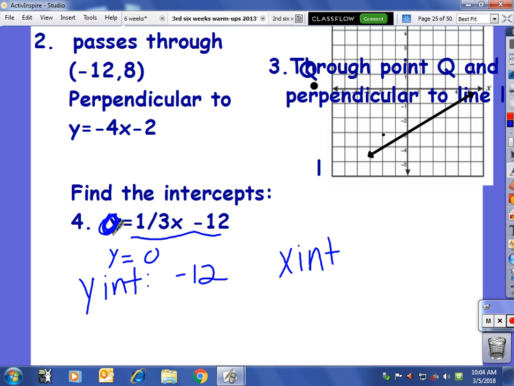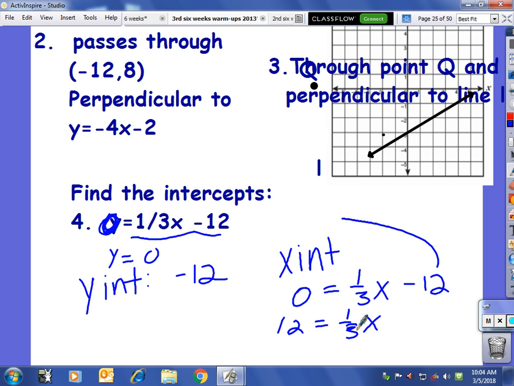I could get rid of the fraction now. I could move something to the other side now. It's up to you. If I add 12 to both sides, I would have 12 equals 1/3 x. How can I get rid of that fraction? Multiply everything by 3 and you get 36 equals x. The x-intercept here was a 36.